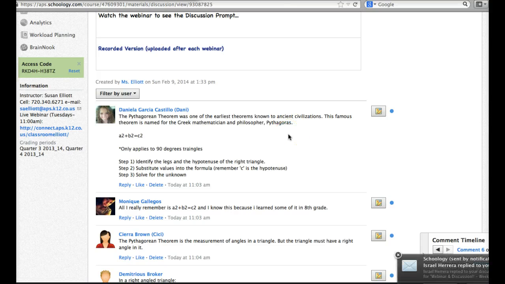So Danny said that the Pythagorean theorem was one of the earliest theorems known to civilizations. It was a very old theorem, that's true. It's named for the Greek mathematician and philosopher Pythagoras. You are exactly right. And you've got the formula. I'm assuming that you mean those are squared, like a squared plus b squared equals c squared. And you say it only applies to 90-degree triangles. That, again, is another very important part. Identify the legs and the hypotenuse, substitute values, solve for the unknown. Okay, so what I'm reading into that, Danny, is that you are using it to find the lengths of the legs and the hypotenuse. So very good.